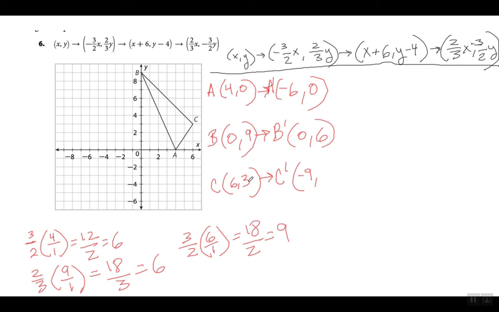And 3 times 2 over 3, the 3's cancel out and you're going to get 2. For the sake of time, I'm trying to save a few steps there. Okay, then let me do the next one, which would be A double prime, B double prime, and C double prime.